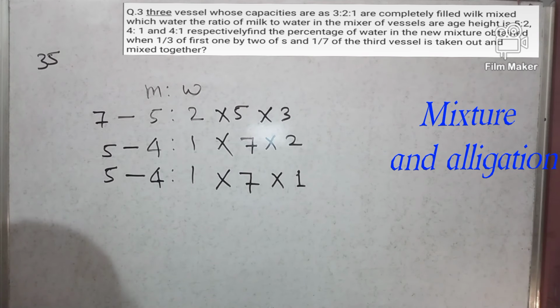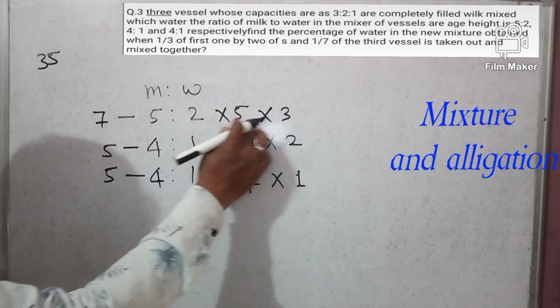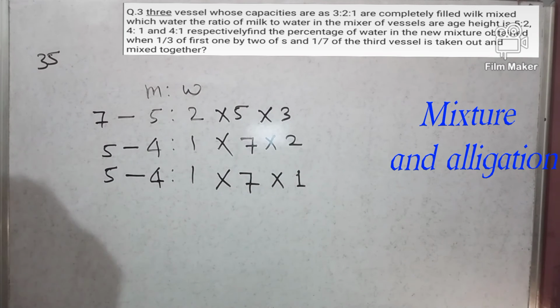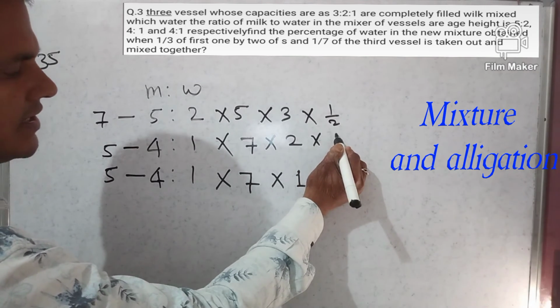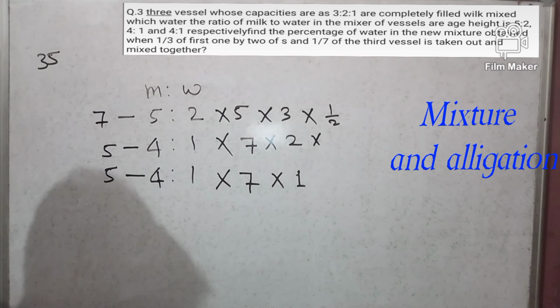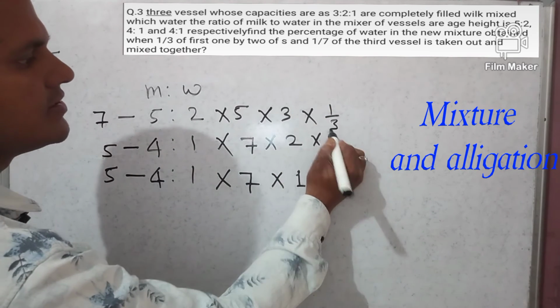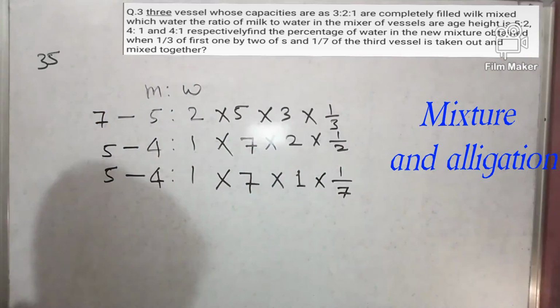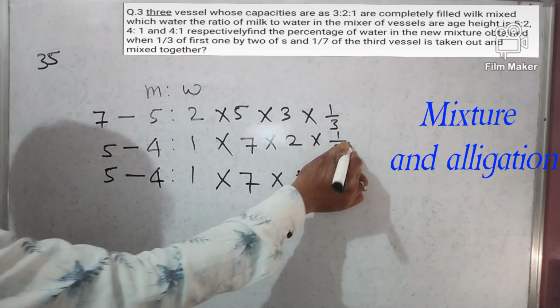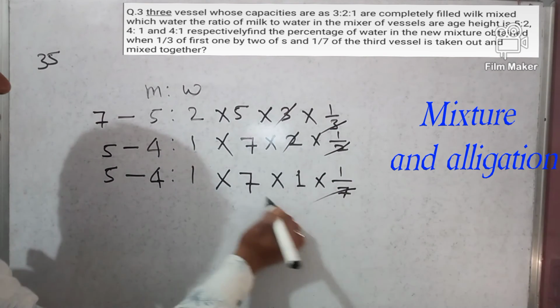Now 5 times 3 is 15, right? And taken out is 1 by 3 in the first container, 1 by 2 in the second container, and 1 by 7 in the third container. So 2 cancels, 3 cancels, and 7 cancels.